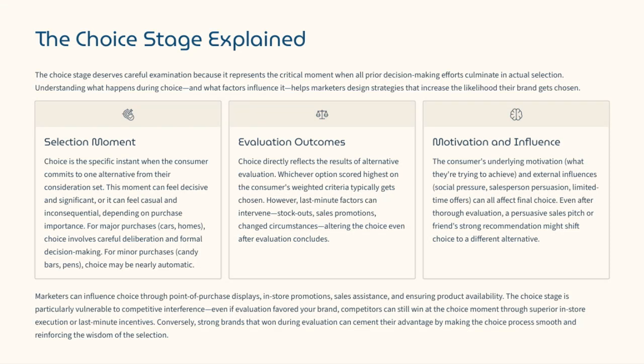Marketers have several tools at their disposal, such as point-of-purchase displays, in-store promotions, sales assistance, and making sure the product is readily available. These are all ways to sway the consumer right at the moment of decision. Now, this stage is especially vulnerable to competitive interference.